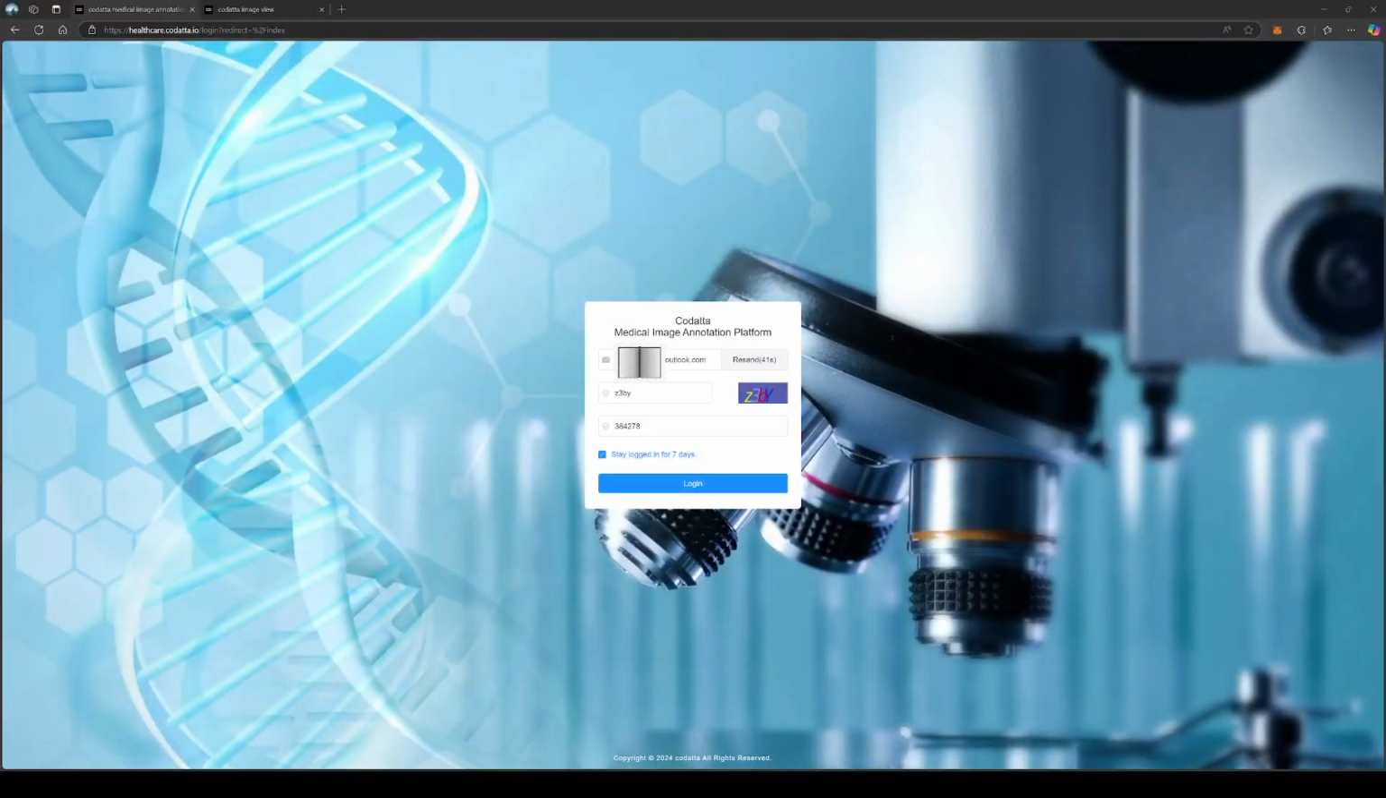To start, I log into Codatta using my email address. Codatta is a comprehensive platform for annotating pathology datasets, making it easy to navigate and annotate slides efficiently. After logging in, I select the dataset I want to annotate.